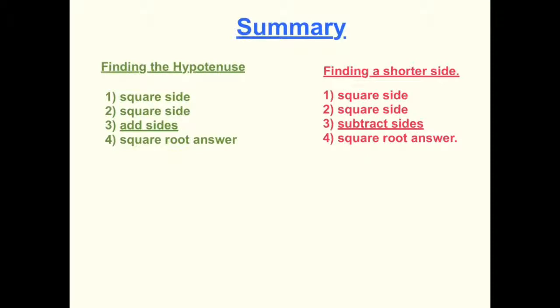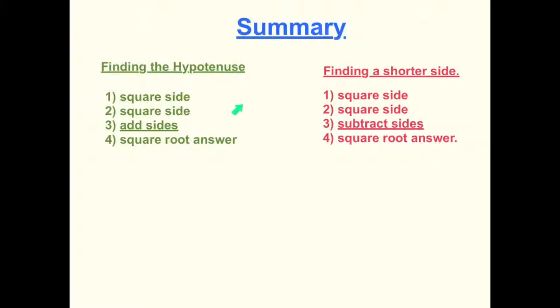So just to summarise what we've done in those 2 examples, all right? In the first example, we were finding the hypotenuse, the longest side. So we squared both sides, squared a, squared b. We added those sides together, and then we square rooted the answer. In the second example, when we were trying to find one of the shorter sides, we started off in exactly the same way. We squared the c, we squared the shorter sides, but in the equation, when we substituted into that equation, what we needed to do was subtract the value of the shorter side from the hypotenuse, and then we square rooted the answer.